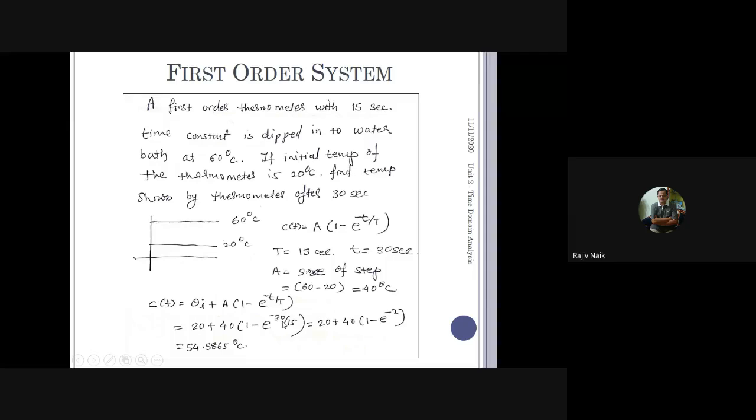This is instead of 30. 5 times the time constant is 75, and 75 divided by 15 is, that is minus 5, e to the power minus 5. If you do, you will get the correct answer.